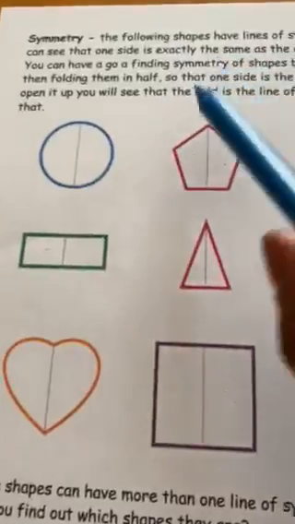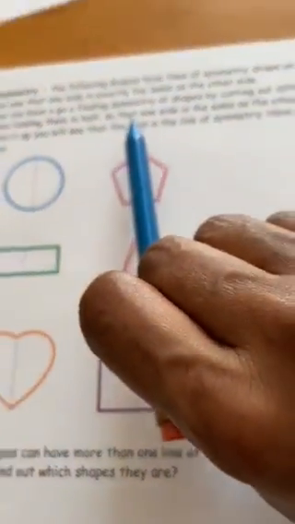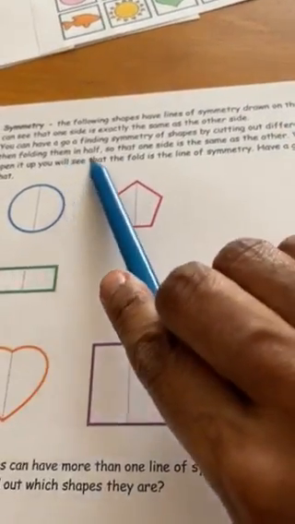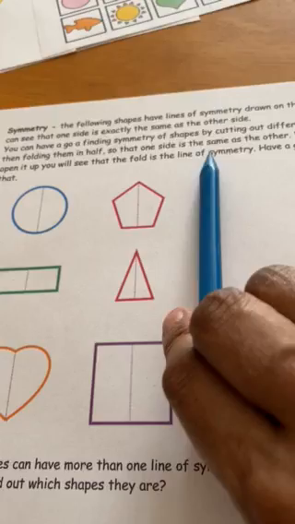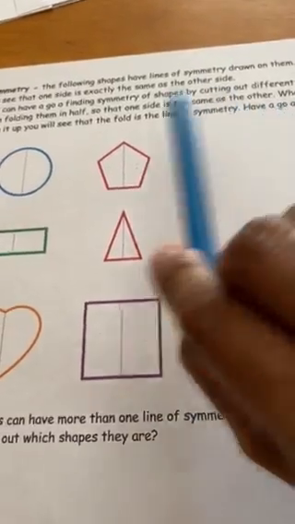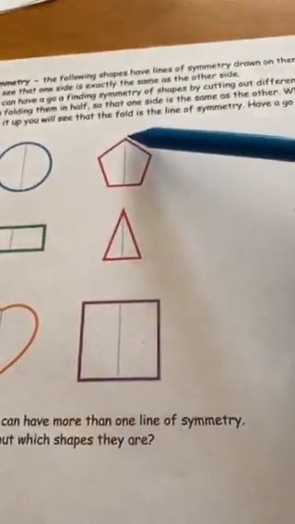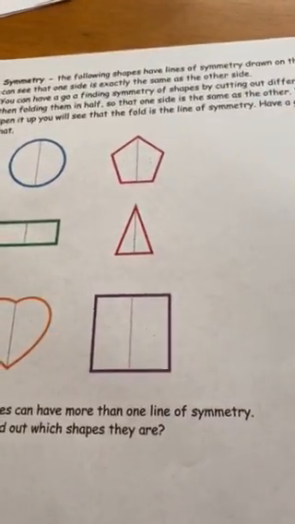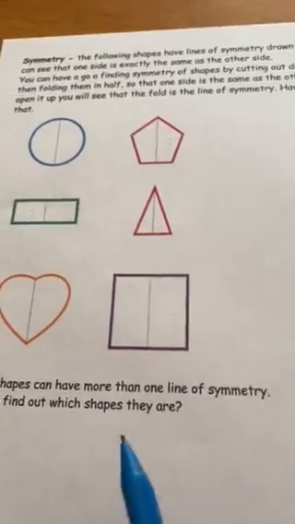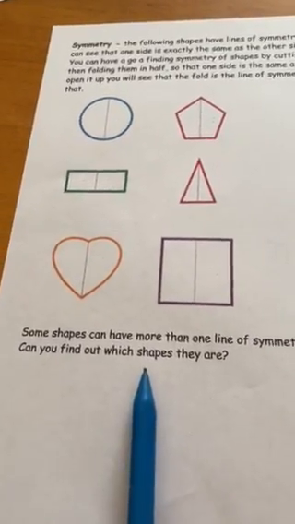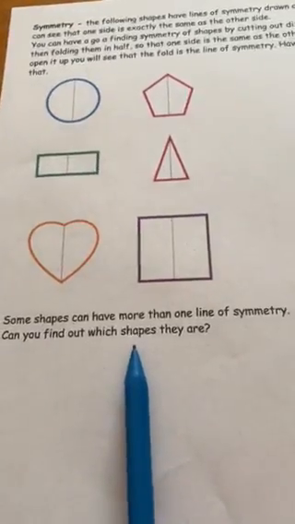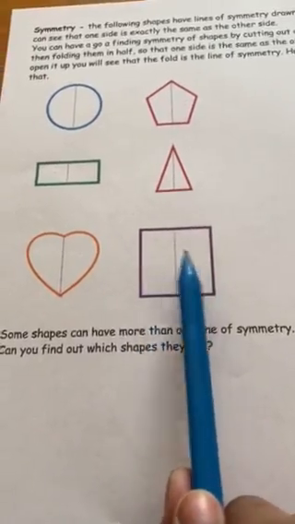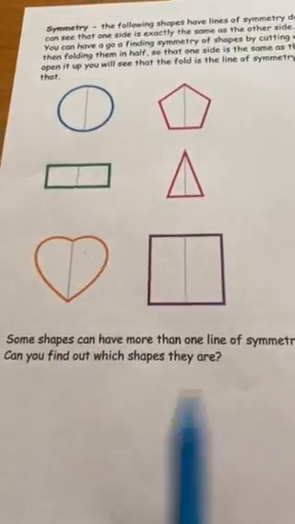So you can have a go at finding symmetry of shapes by cutting out the different shapes and folding them in half so that one side is the same as the other. When you open it up, you'll see that the fold, which is this line, is the line of symmetry. You can have a go at doing that at home, and then try to see which shapes have more than one line of symmetry. So you can fold it in the opposite way, checking if it's exactly the same on both sides.